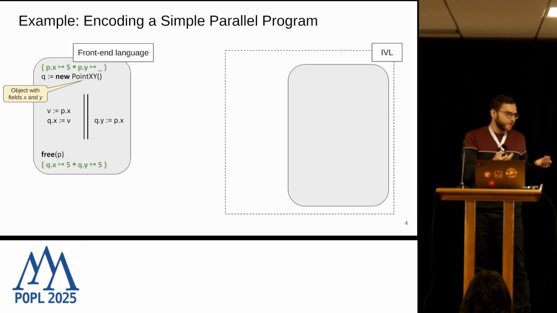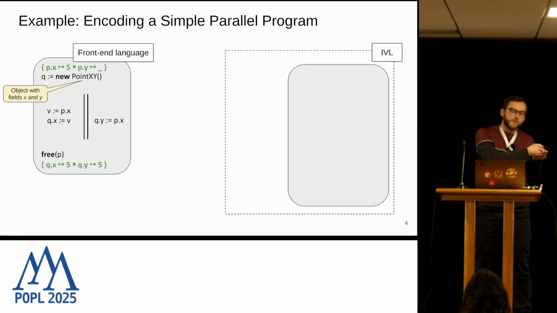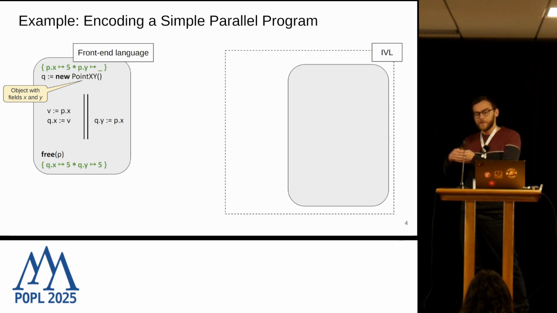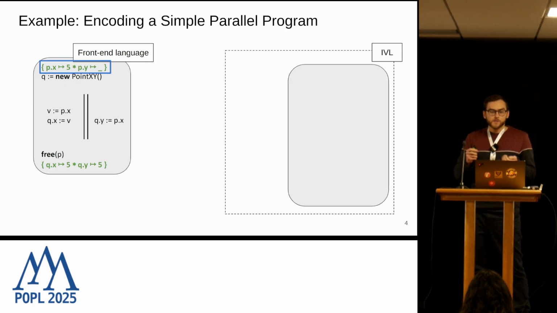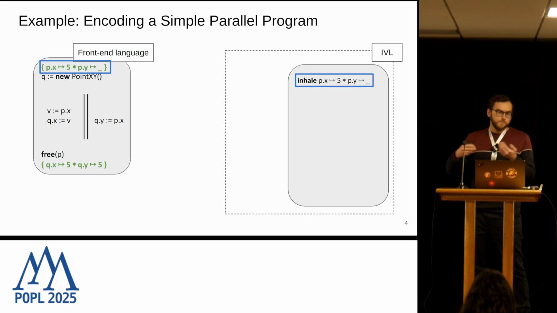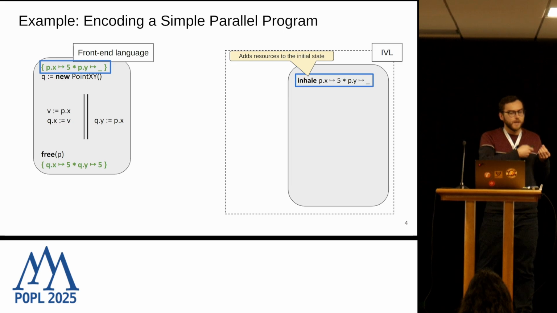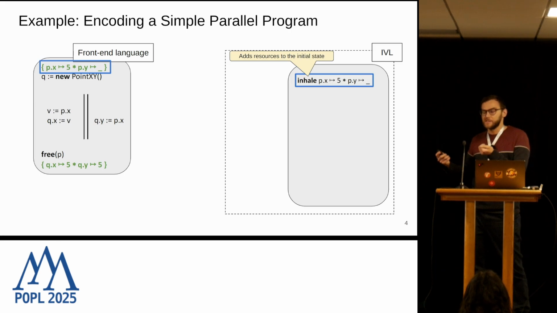And we have a separation logic specification that tells us that we start with ownership of p.x and p.y, where p.x points to 5. And we want to show that at the end, we will have ownership of q.x and q.y, and both will point to 5. So first, we need to encode our precondition into the IVL. And to do that, we can use a statement that we refer to as inhale. The IVL program starts in an empty state, and inhale adds the resources specified by the assertion to the initial state. You can think that it produces the assertion.